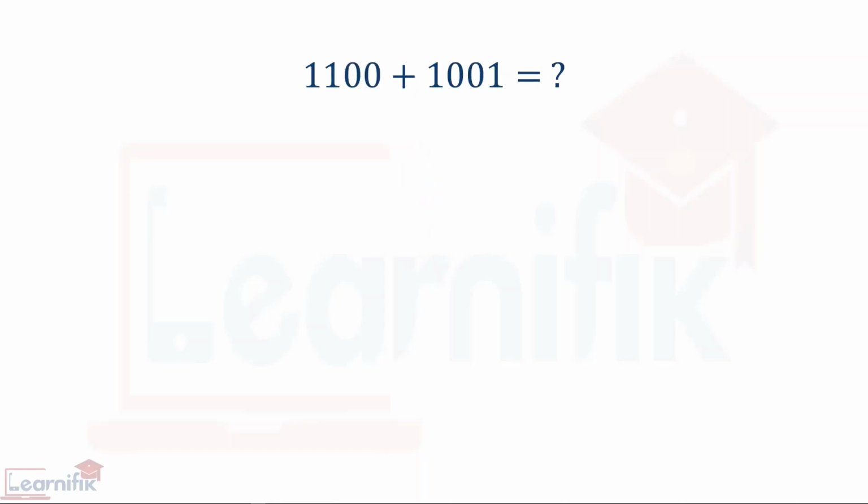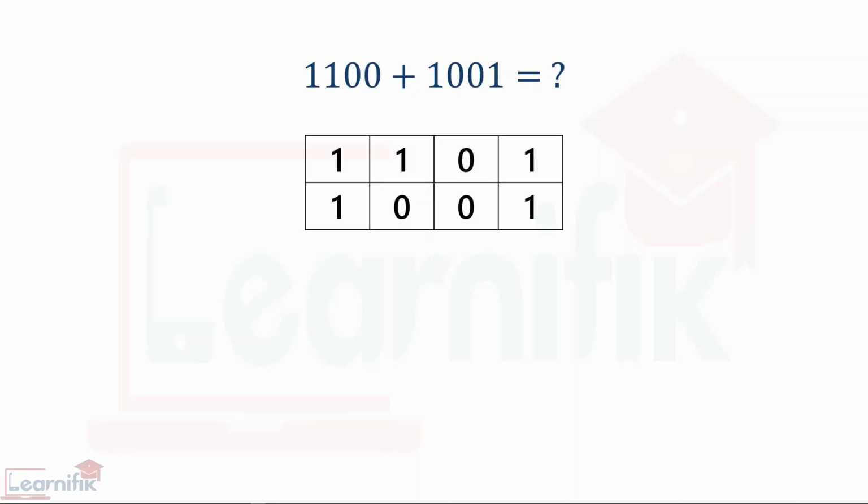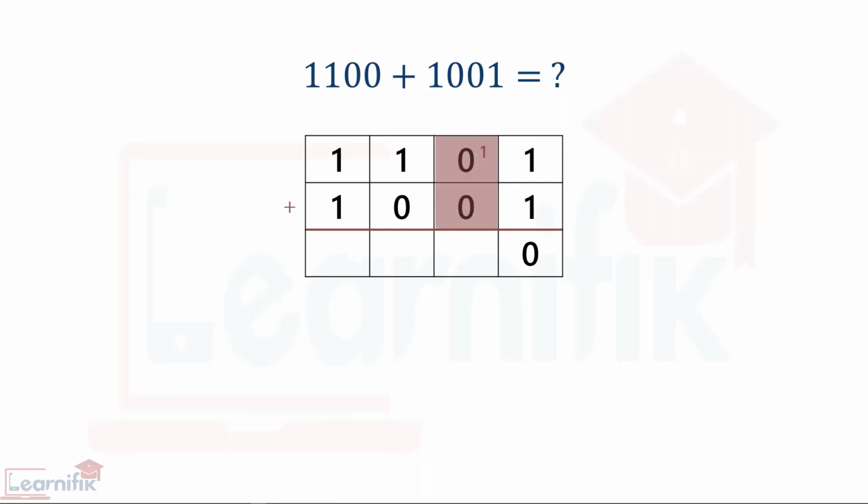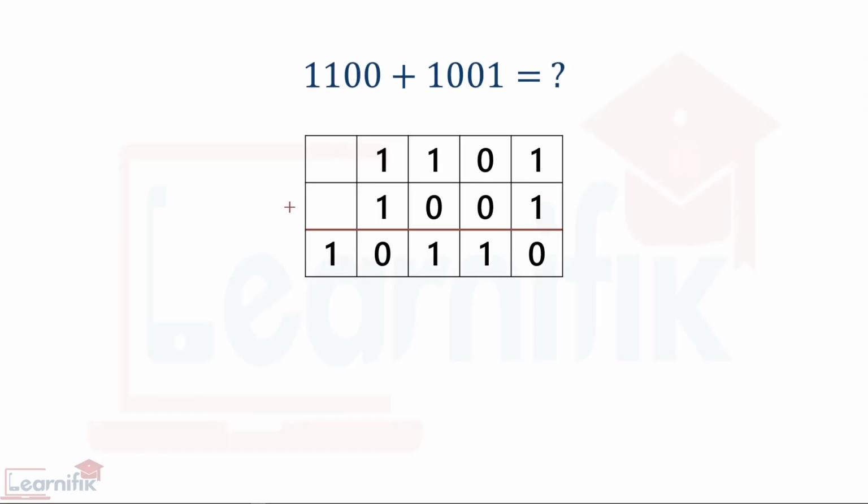Let's do another example. We are going to add these numbers column by column from right to left. In the first column, we have 1 plus 1, which is 0, remainder 1. So write down 0, then you carry over 1 to the second column. In the second column, we have 0 plus 0, not forgetting the 1 which you carried over. This gives us 1. In the third column, we have 1 plus 0, which gives 1. In the fourth column, you have 1 plus 1, which gives 0, remainder 1. Since there is no additional number to add the remainder to, you write down 1.